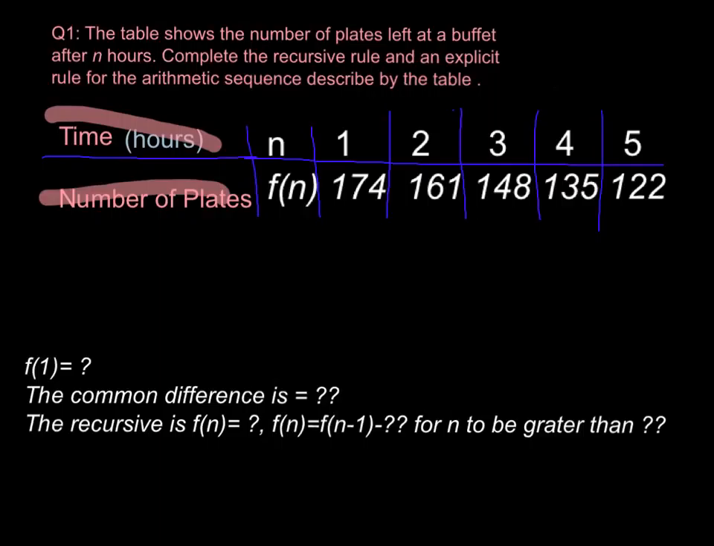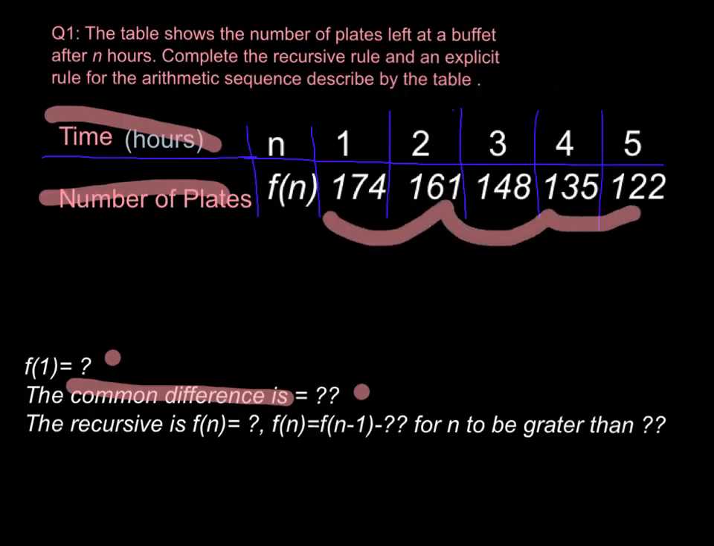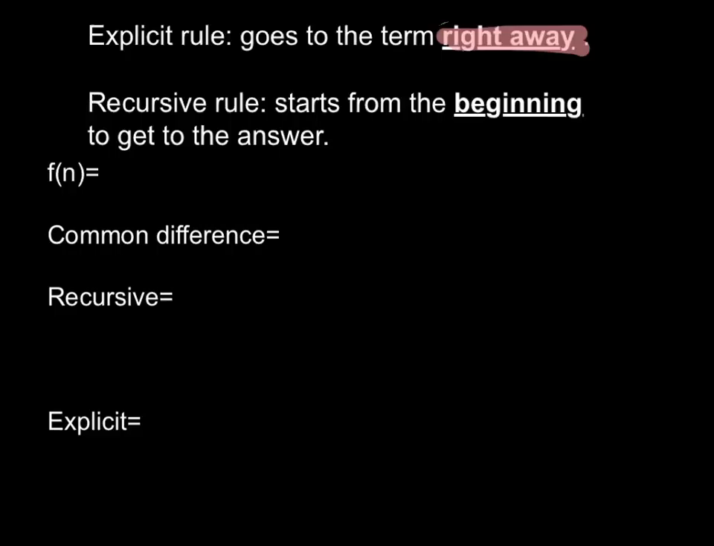In order to solve the recursive and explicit rule, we need to know what f of 1 is and the common difference. The common difference is mostly like your ratio. You get the common difference by either adding or subtracting. So for this one, it is obvious that we are subtracting, because you can see that it's 174 and then we get 161, so we won't be adding, we would be subtracting. So this shows us the explicit rule, which goes to the term right away. The recursive rule starts from the beginning to get to the answer.